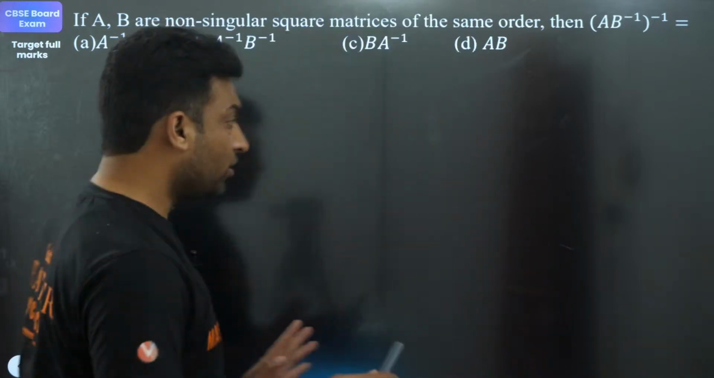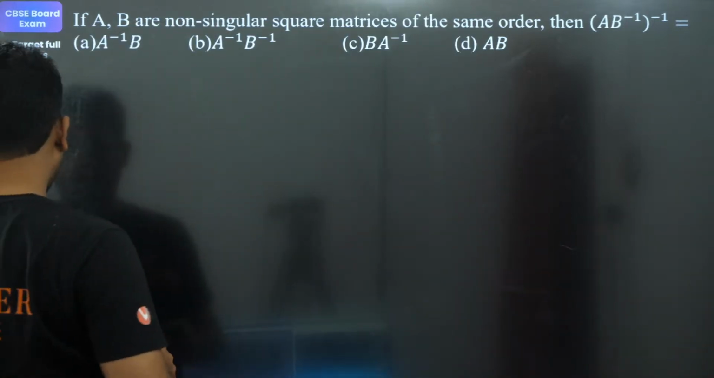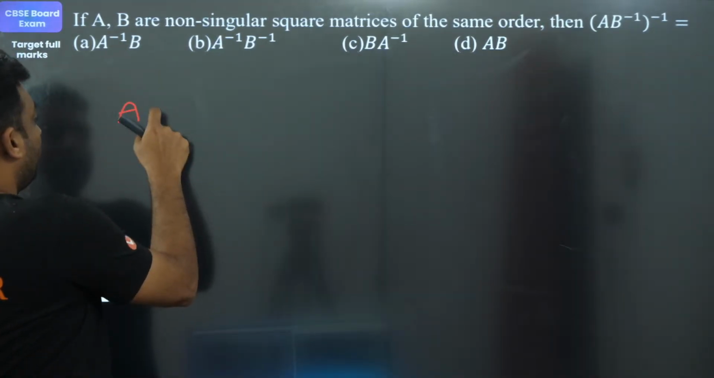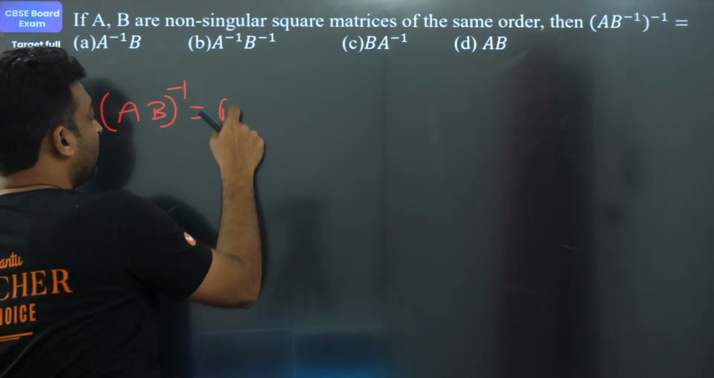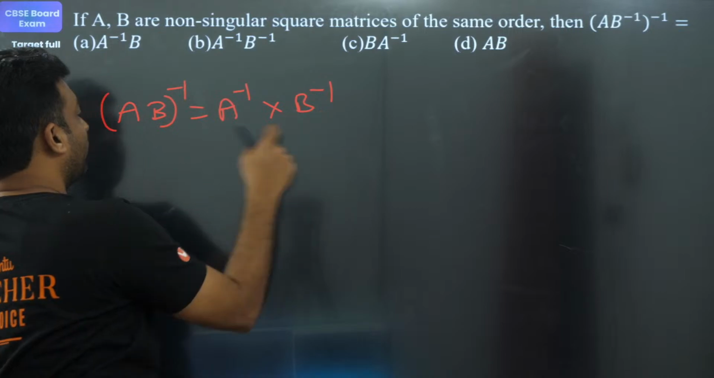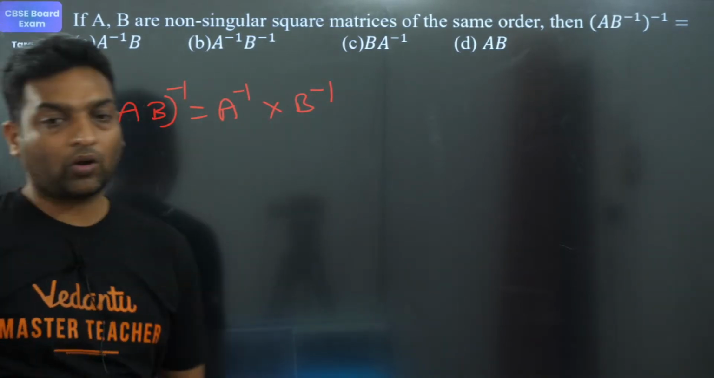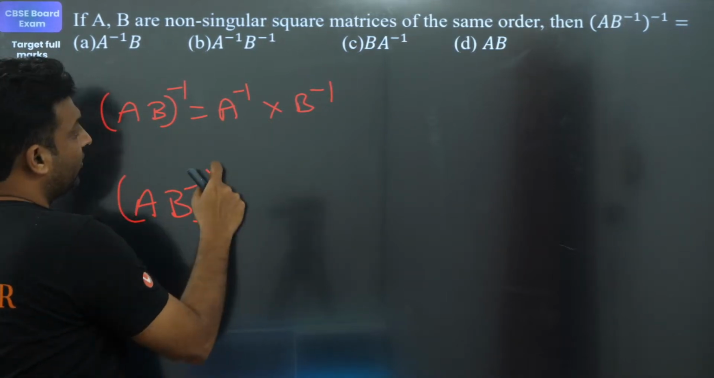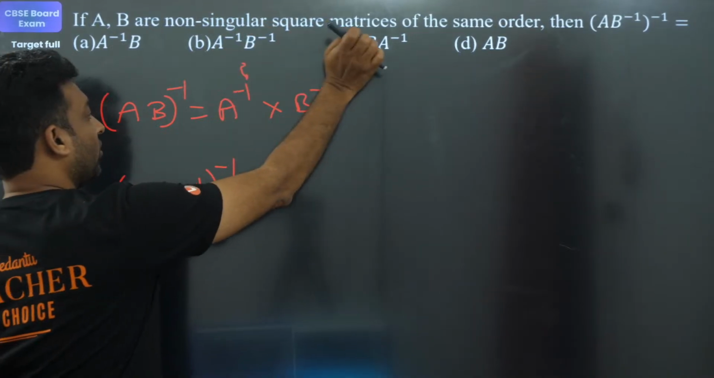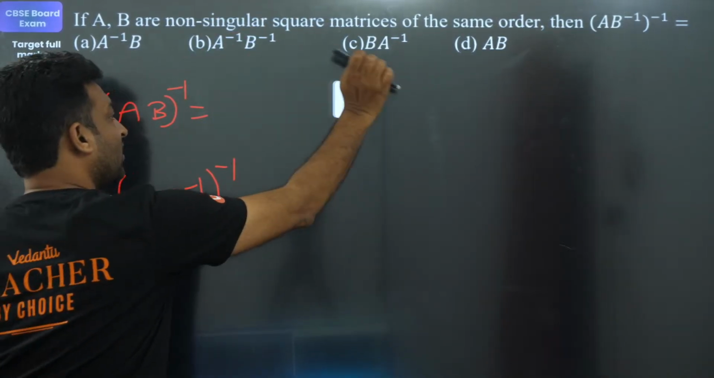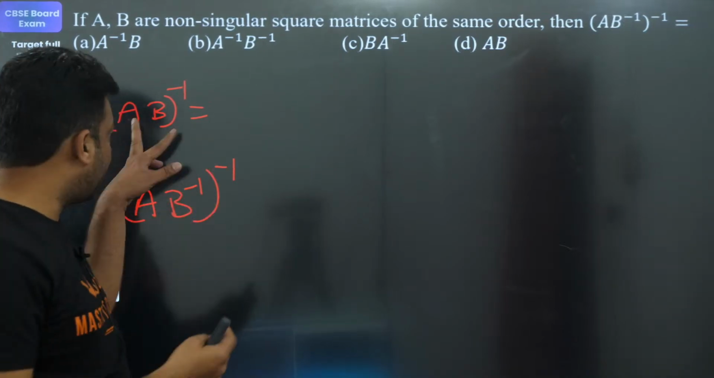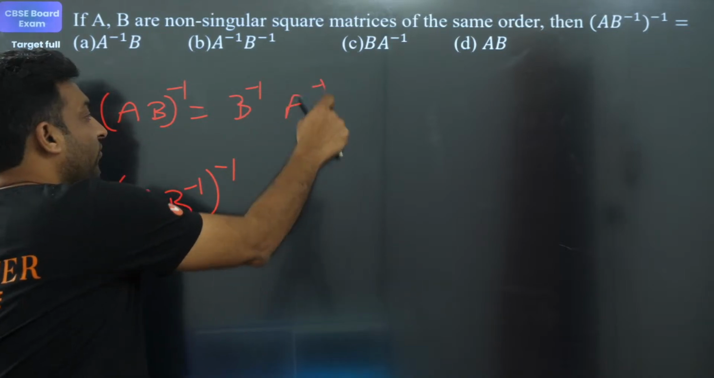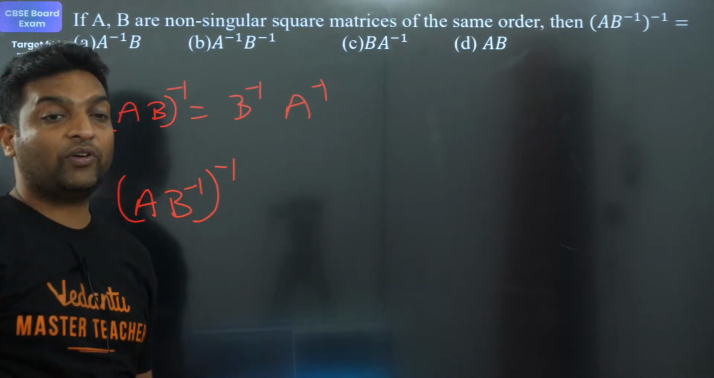Okay. Reversal law, do you remember? A into B ka inverse is A inverse into B inverse. This is what we will use here. Oh, sorry, this is wrong. Reversal law means order gets reversed. First there will be B inverse, then there will be A inverse. Order of A and B gets reversed when you take inverse.